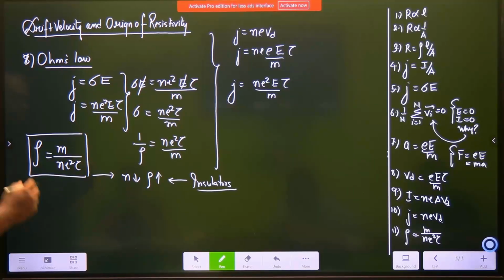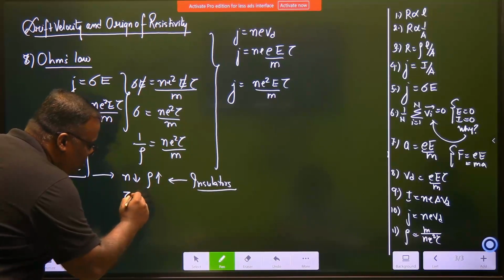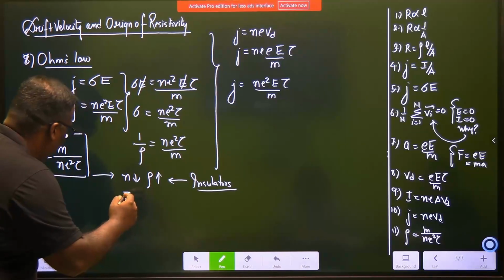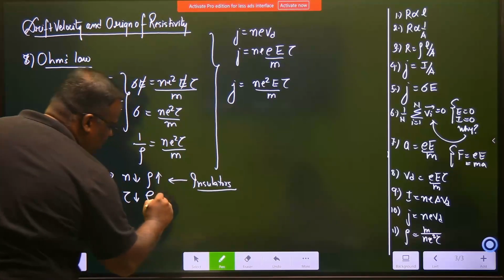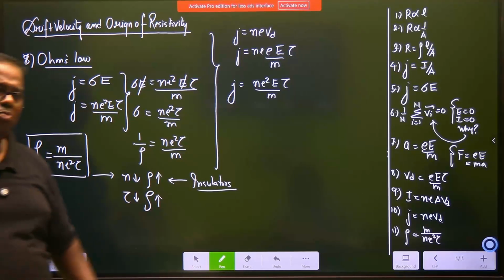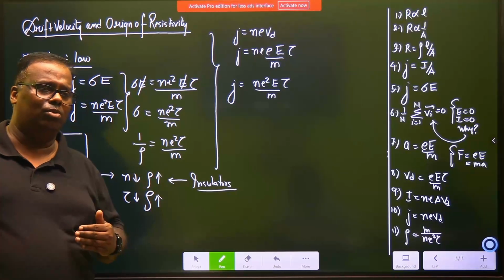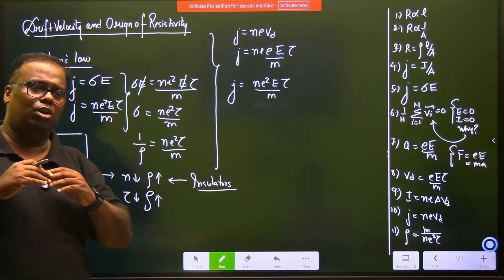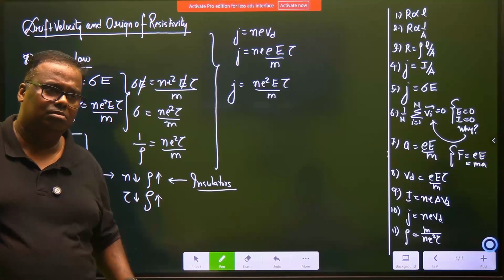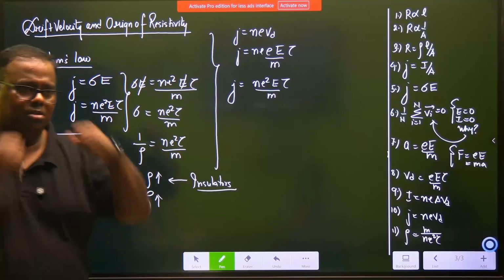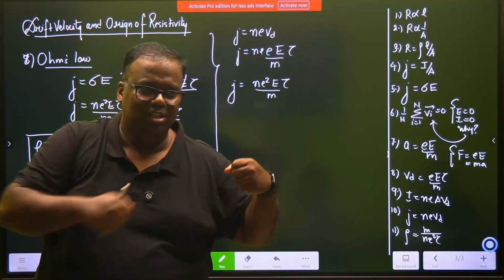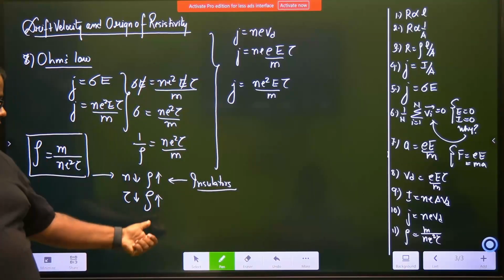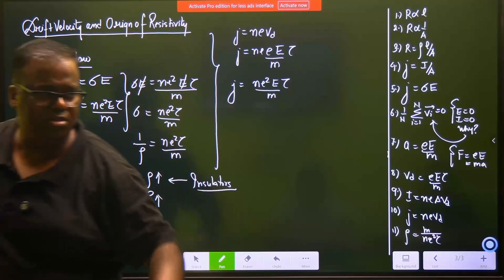See another thing. What happens if tau goes down? Tau goes down, we say resistivity should increase. Now imagine. Tau means the time between two collisions. If it has gone down, collisions have become more frequent. If the relaxation time is less, that means they are fighting more. If they fight more, the resistivity goes up, the conductivity falls.